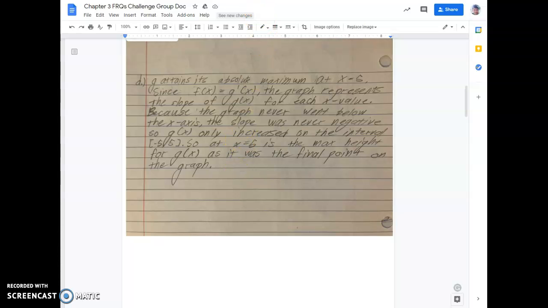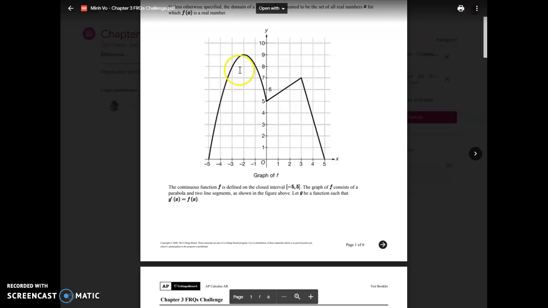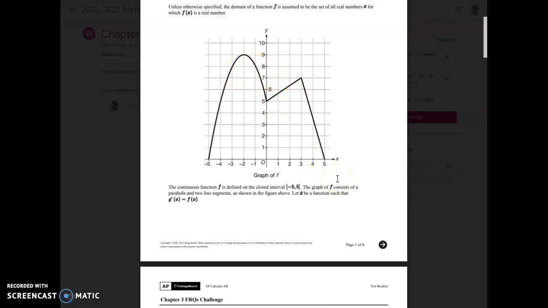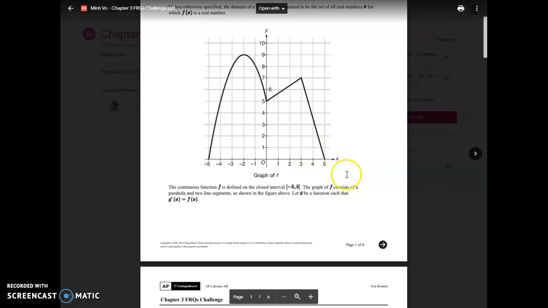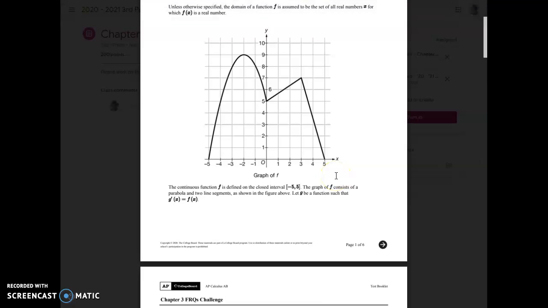It would be different if this graph ever actually crossed the x-axis and went to the negatives, because then at some point the graph would be decreasing. But since it never dipped into the negatives, we can say that there will be no decreasing on the graph.